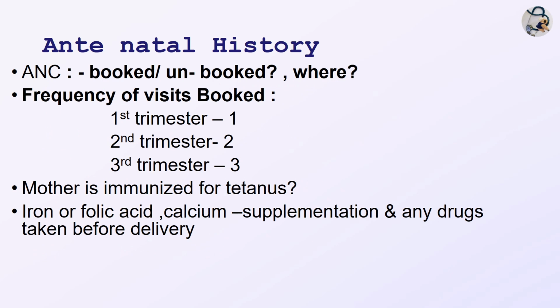Then ask about the antenatal checkups, whether it was a booked or unbooked case. If booked, where the checkup was done, and frequency of visits. In the booked case it should be during the first trimester 1 visit, second trimester 2 visits, third trimester 3 visits. Was the mother immunized for tetanus, whether she had taken iron, folic acid, calcium supplementation or any other drugs before delivery. This should be asked in detail.